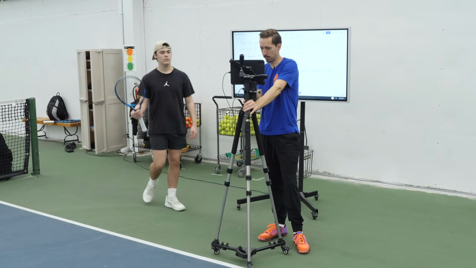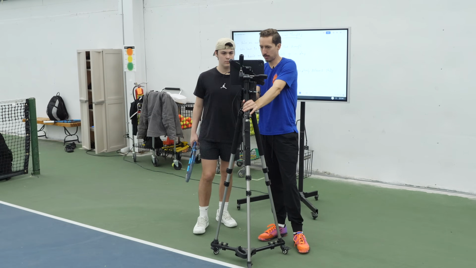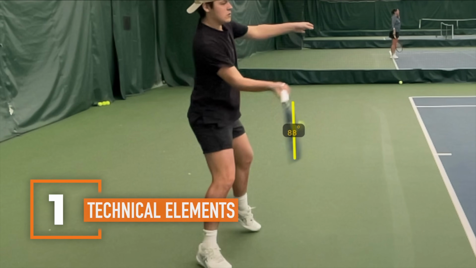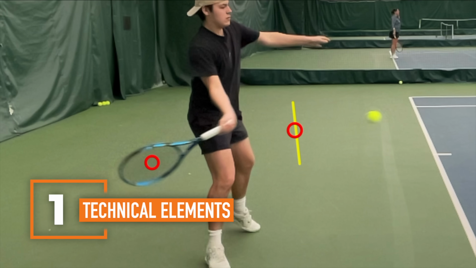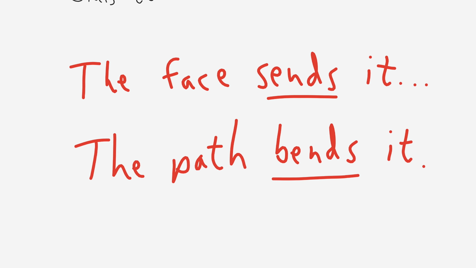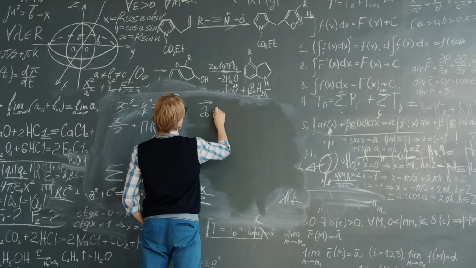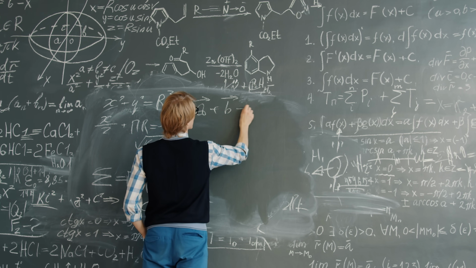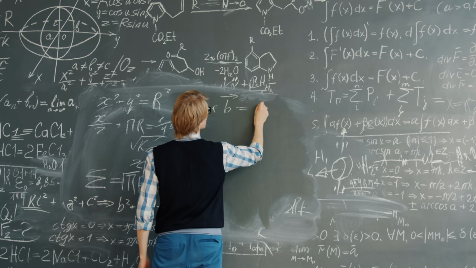Here's how I taught him how to do that so that he could start winning points without being careful and tentative. First, he had to learn what technical elements make the ball go where it goes. It all comes down to this magic phrase: the face sends it, the path bends it. Here's what that means in practical terms, and physics nerds, I understand that it's much more complicated than this, but when it comes to learning these principles, simple is better at first.